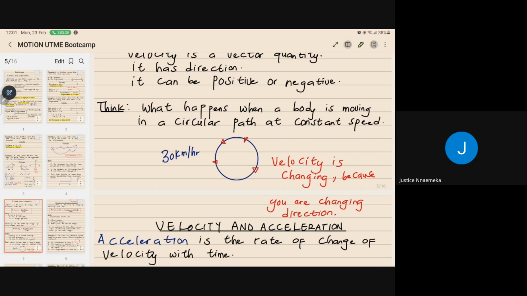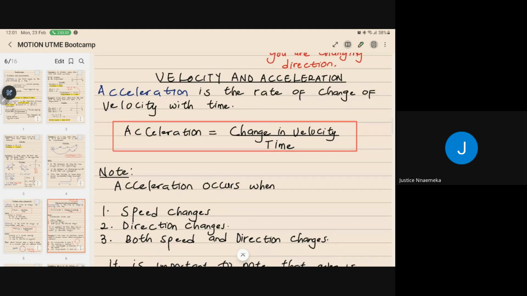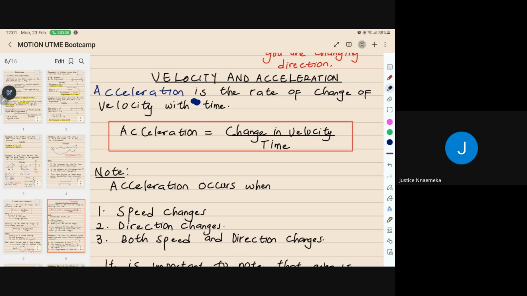All right. So the next one is velocity and acceleration. So acceleration is the rate of change of velocity with what? With time. So this is acceleration, changing velocity over changing time. So note that acceleration depends on two things: speed and velocity. And velocity is a function of direction. So if speed is changing, it means that my acceleration is changing, right? If direction is changing, it also means that my acceleration is changing. So remember that direction changing means that velocity is changing.